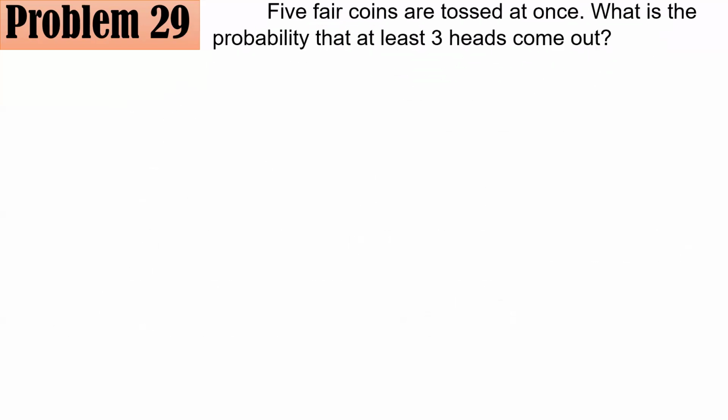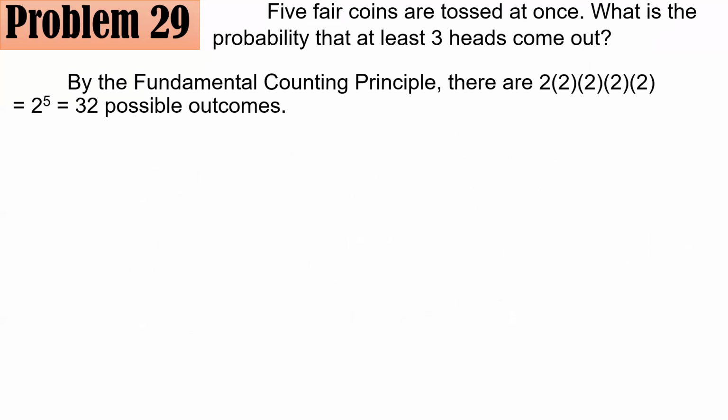Suppose now, by the fundamental counting principle, you have 5 slots for the 5 coins, and each coin could have 2 outcomes. That's why you have 2 times 2 times 2 times 2 times 2, or 2 to the fifth, or 32 possible outcomes in all.